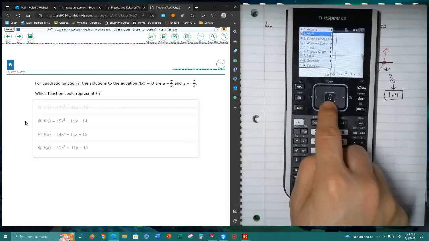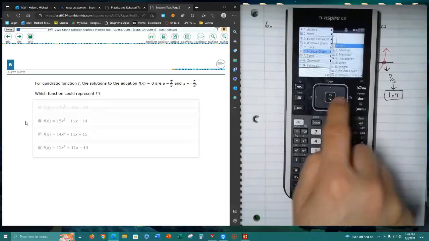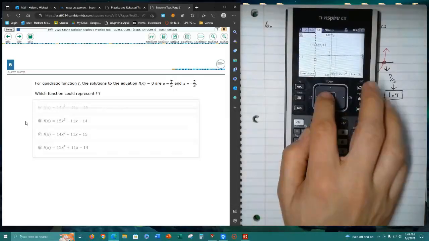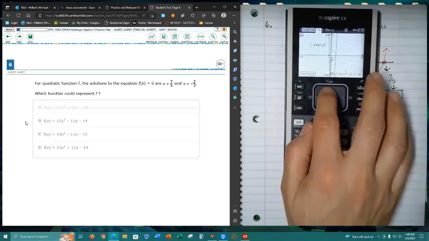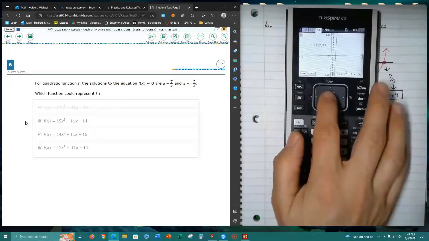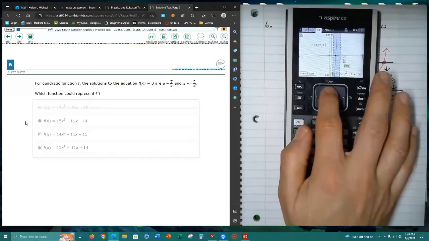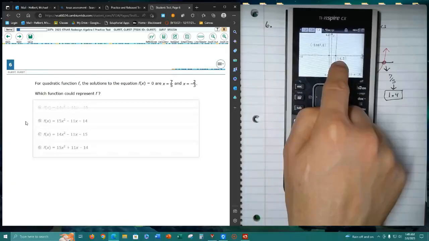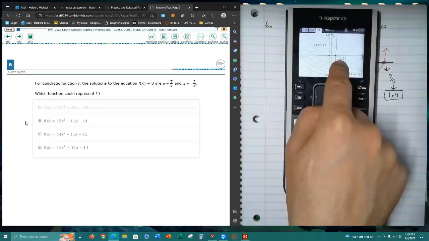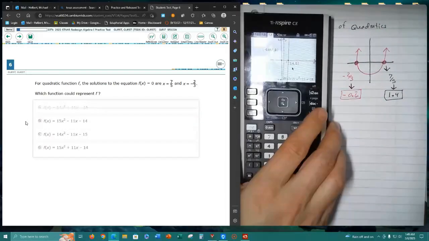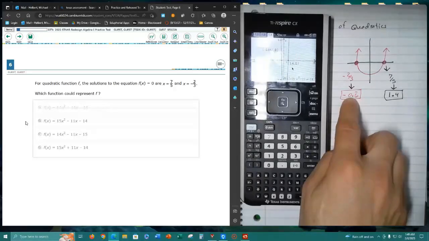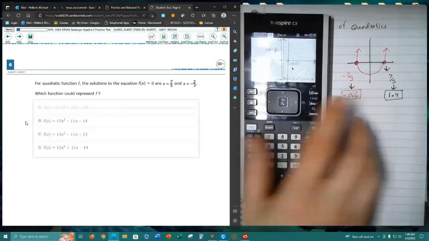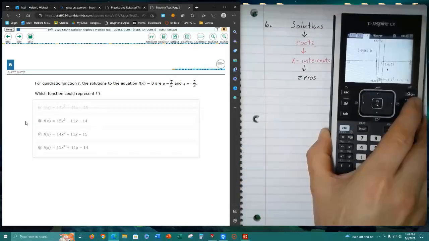So hit menu, go down to Analyze, and then 0, and hit enter. I'm going to move my bar right to the left of the line I want to check. Hit OK. Drag it past, hit OK. And notice, look at this, it gives me 1.4. That's exactly what we were looking for. We were looking for zeros that were negative 0.6 repeating and positive 1.4. So B is the correct answer.